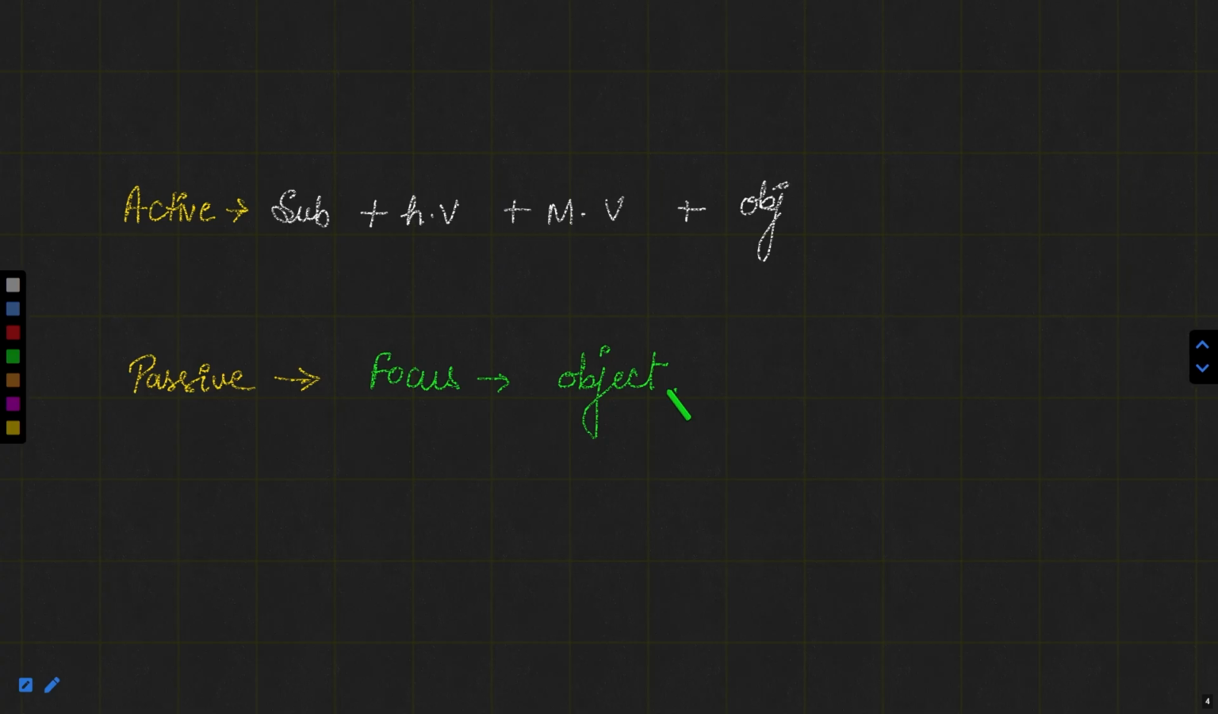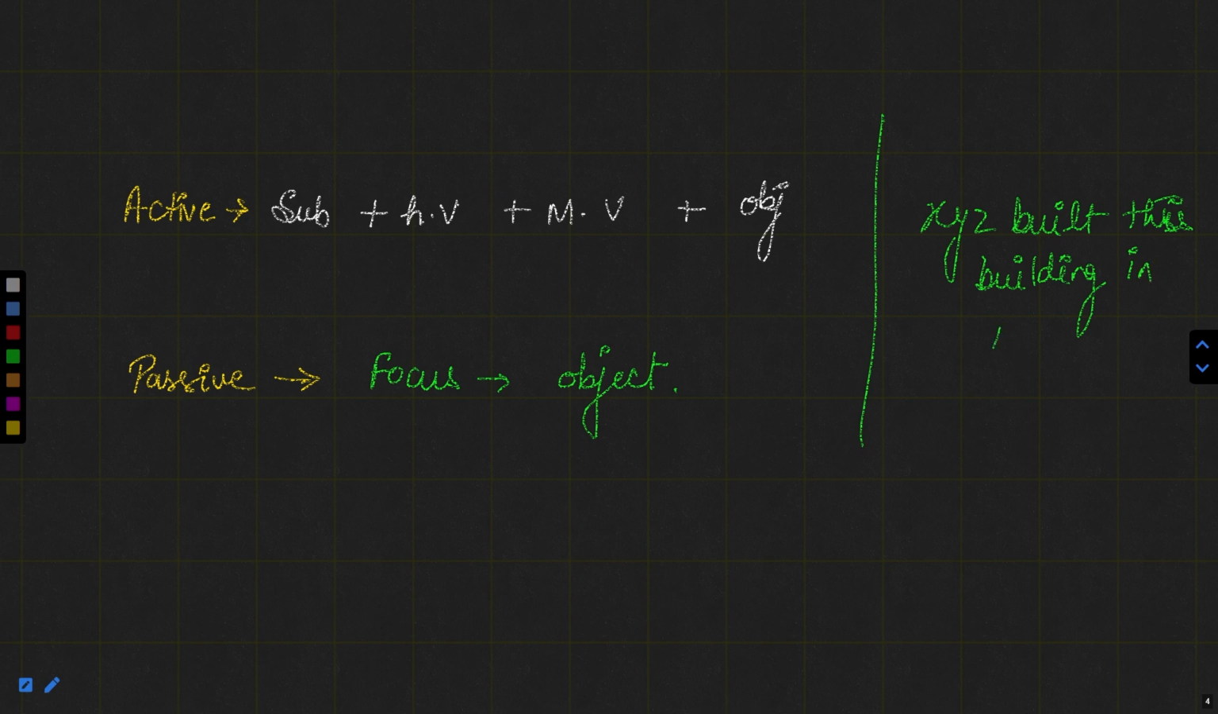Because suppose XYZ built this building in 1993, suppose this is the sentence. So this is an active sentence. Why so? Because here XYZ is the subject, built is the verb, and what is the object? This building that XYZ built. What did he build? He built this building. So this is the object.